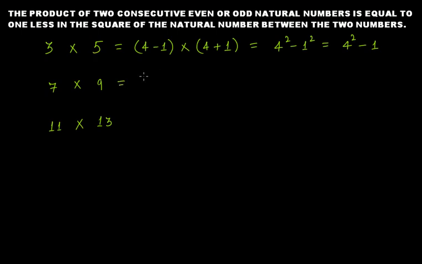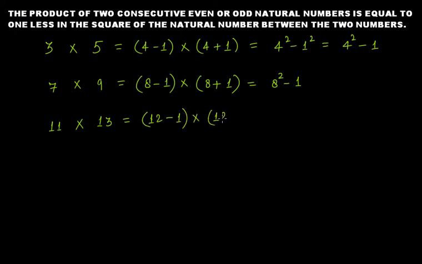Same thing here. This can be written as 8 minus 1 times 8 plus 1, and this becomes 8 squared minus 1. This is 12 minus 1 times 12 plus 1, and this becomes 12 squared minus 1.